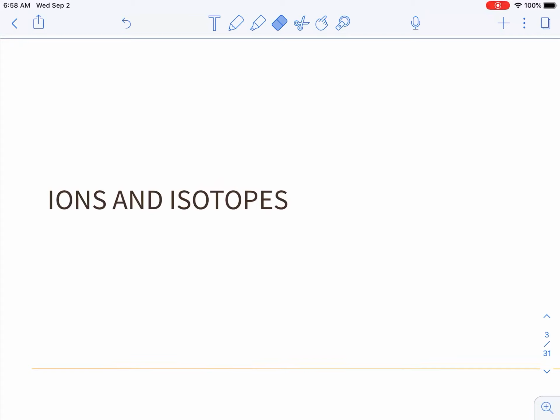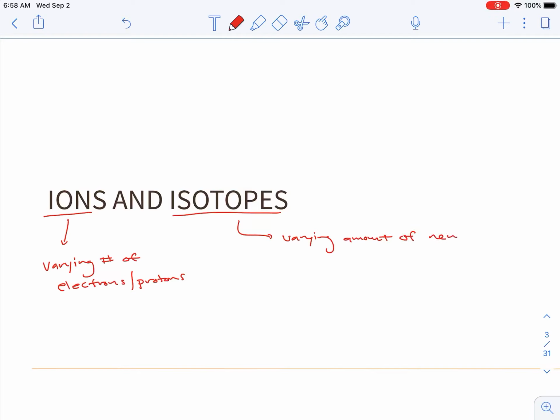But first, a couple of terms for you to be familiar with: an ion and an isotope. An ion is really simply a varying number of electrons relative to protons. We'll talk about what that means in a second. Basically, there's a charge on your element. And an isotope is a varying amount of neutrons.